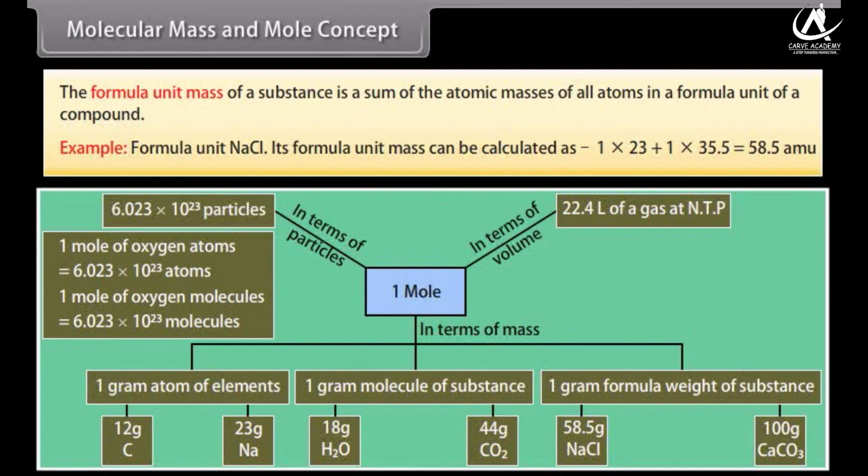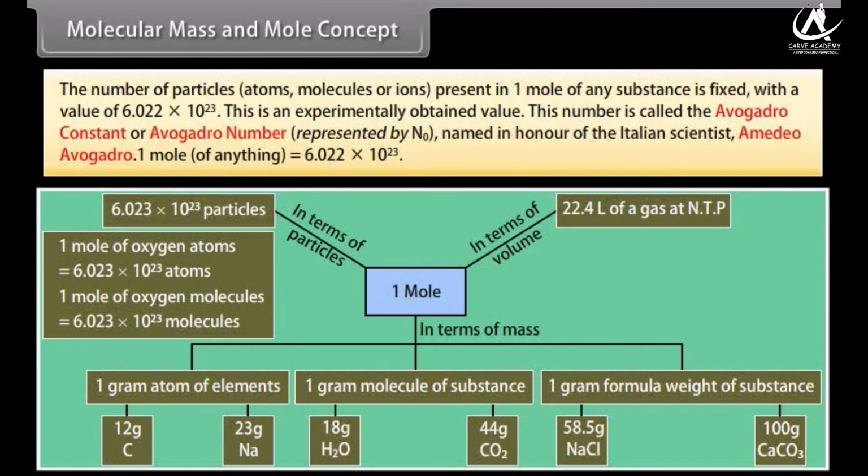The number of particles, atoms, molecules, or ions present in 1 mole of any substance is fixed with a value of 6.022 into 10 raised to the power 23. This is an experimentally obtained value. This number is called the Avogadro constant or Avogadro number, represented by N0, named in honor of the Italian scientist Amedeo Avogadro. 1 mole of anything is equal to 6.022 into 10 raised to the power 23.